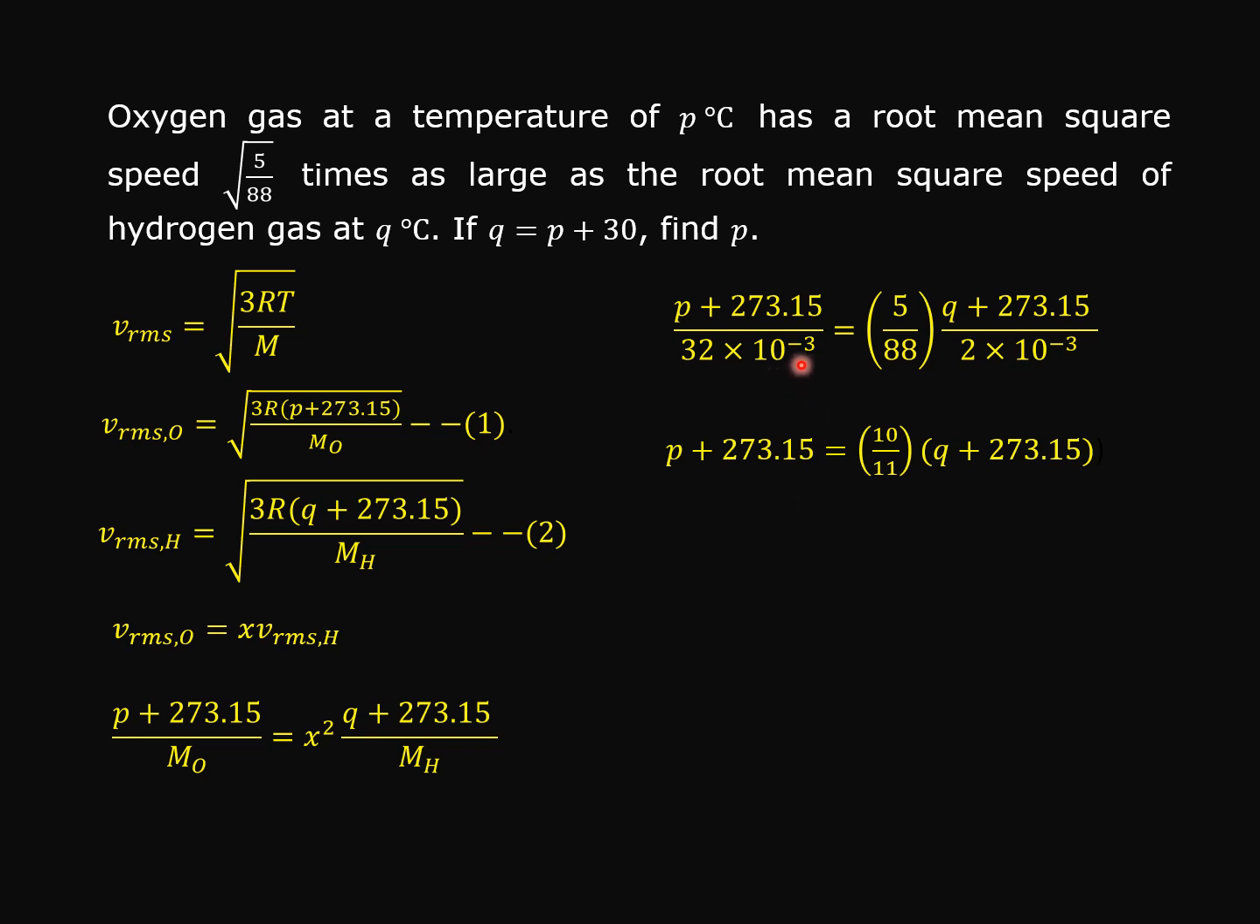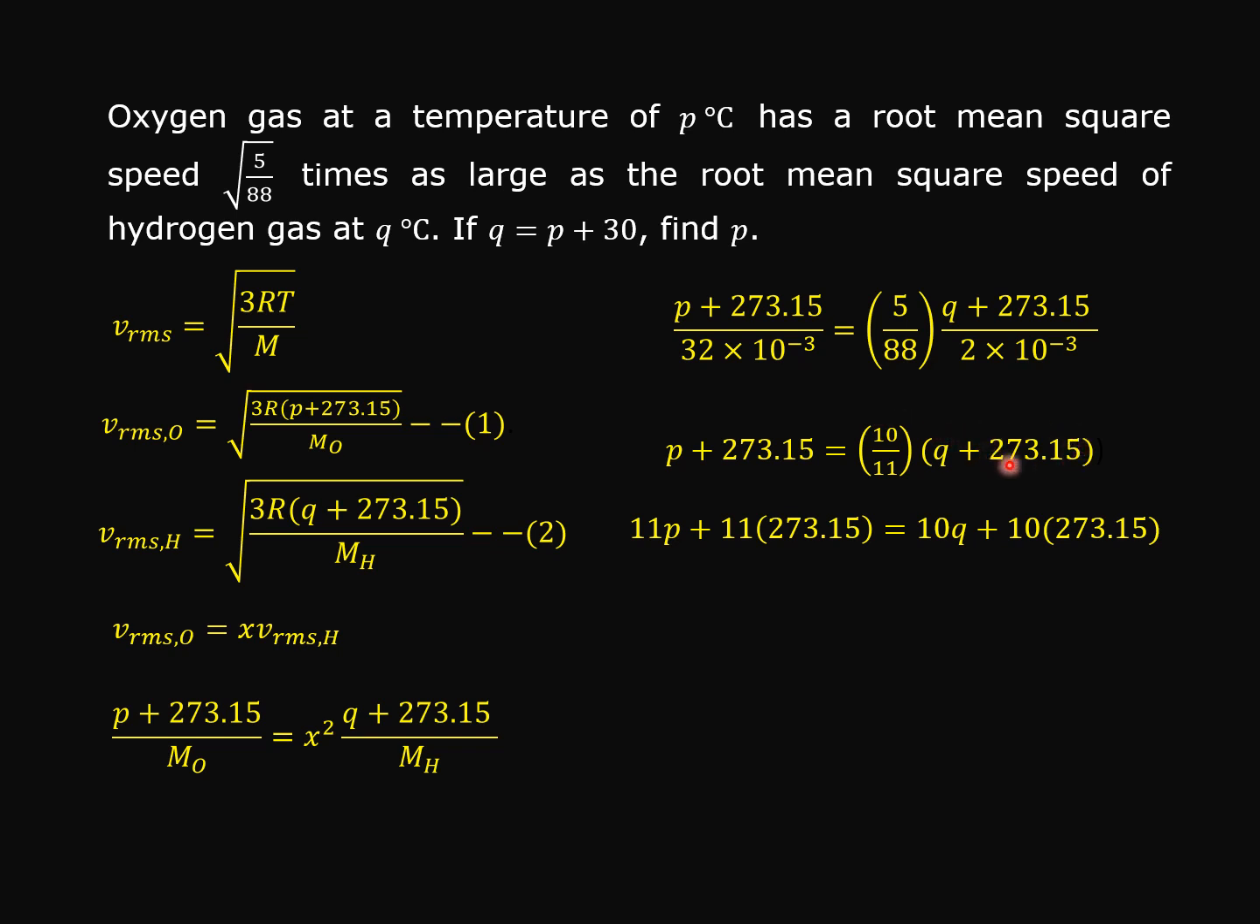The 10 to the power of -3 and the 10 to the power of -3 here can be cancelled. And 32, if we bring it to the right hand side of the equality sign, can simply be divided by 2, and we get 16. 16 multiplied by 5 is 80. So 80 divided by 88, we have 10/11. We bring this 11 to the left hand side to get 11 times P plus 11 times 273.15. At the right hand side, the 10 multiplied with Q gives 10Q.